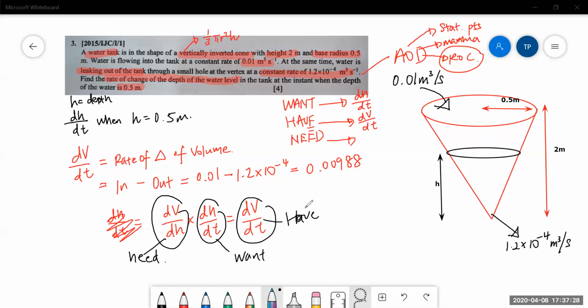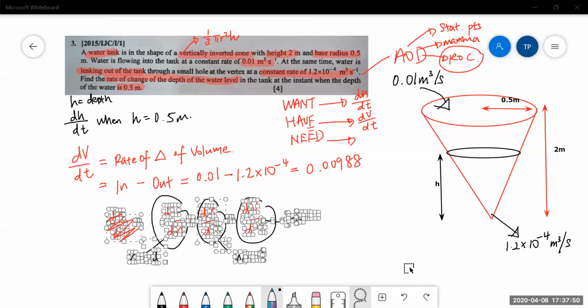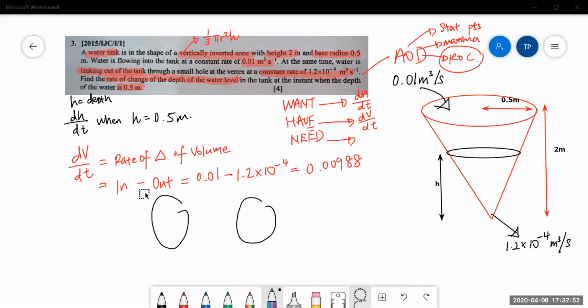Sorry. What's the next thing to find? dVdH. Very good. Okay, so now let's proceed to find dVdH. How to find dVdH? Take dv over dt times dt over dh. Oh, no, no. dh over dt times dt over dv.